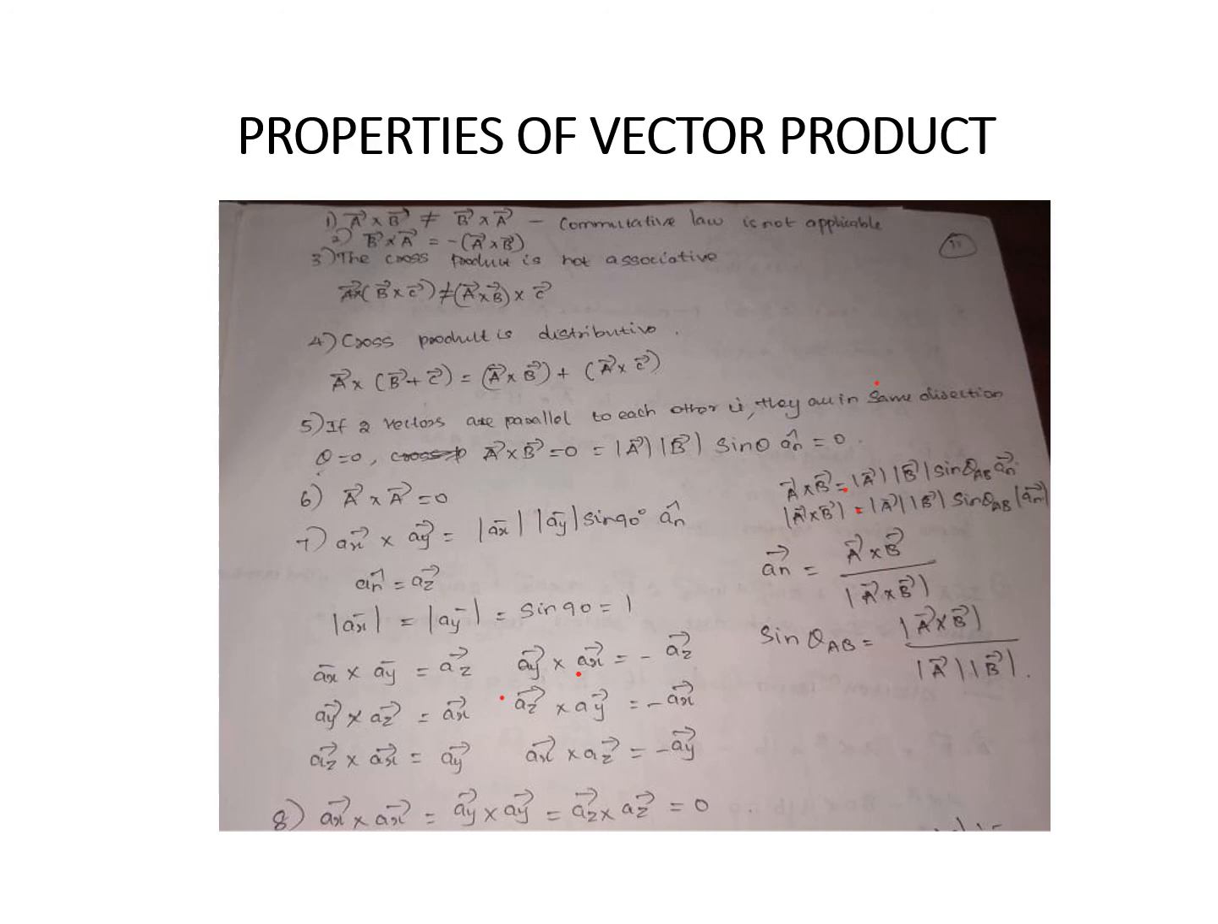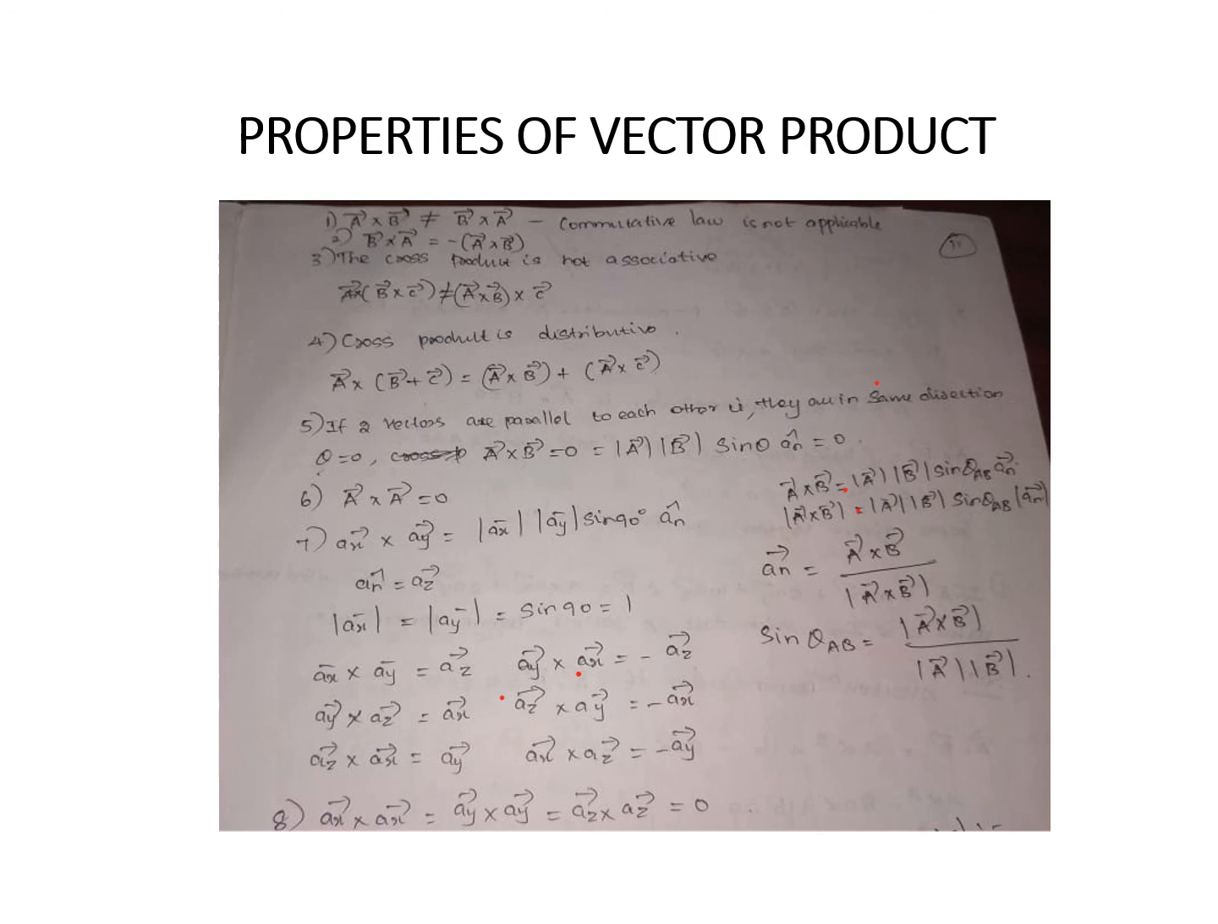Fourth one: the cross product is distributive. That is, a vector cross b vector plus c vector is equal to a vector cross b vector plus a vector cross c vector. Fifth one: if two vectors are parallel to each other, then the angle is 0 degrees, so theta is equal to 0 degrees. Sine 0 is 0, so a vector cross b vector is equal to 0. Sixth one: a vector cross a vector. The angle between two same vectors is theta equal to 0, so sine 0 is 0, and we'll get the answer 0.